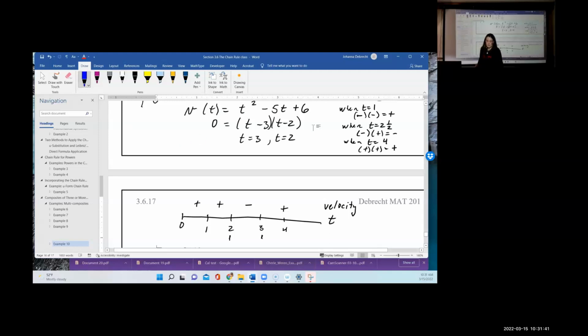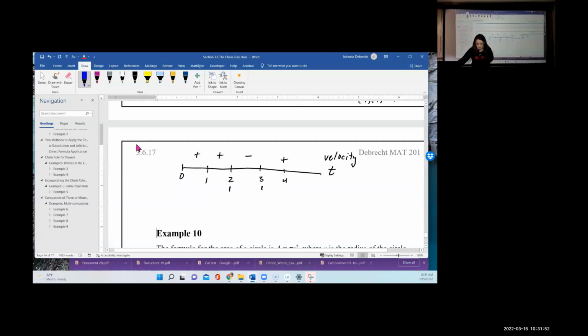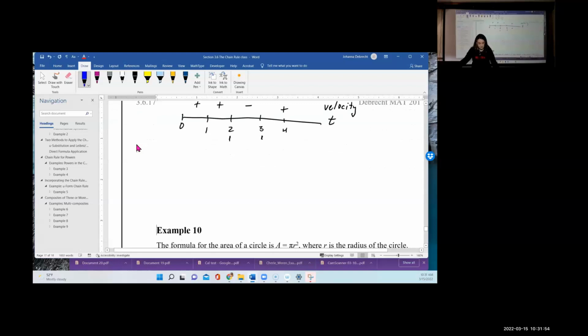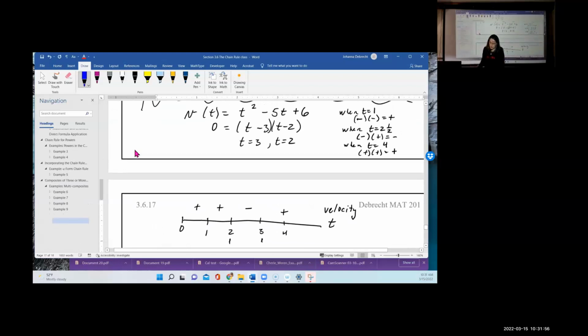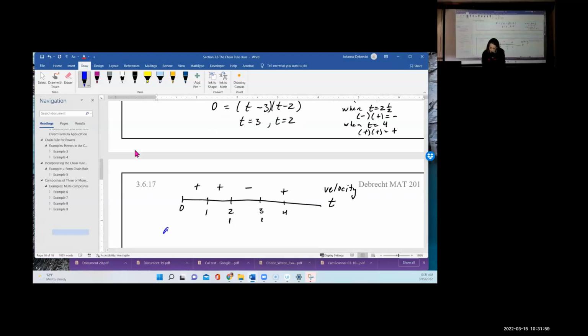Let's repeat this process for the acceleration. If the velocity is t squared minus 5t plus 6, what is the acceleration function going to be? What is a of t? 2t minus 5. Yep. Okay, so I took the derivative and I get a of t is equal to 2t minus 5. Where is it 0?